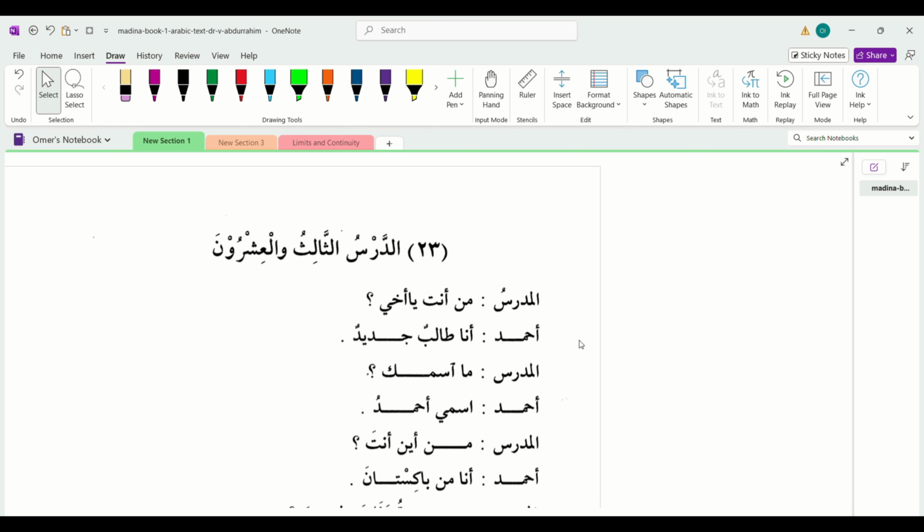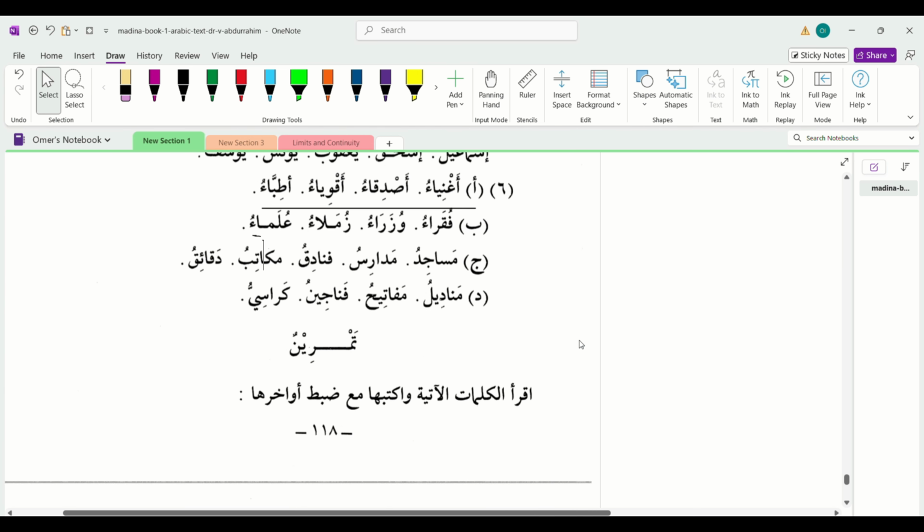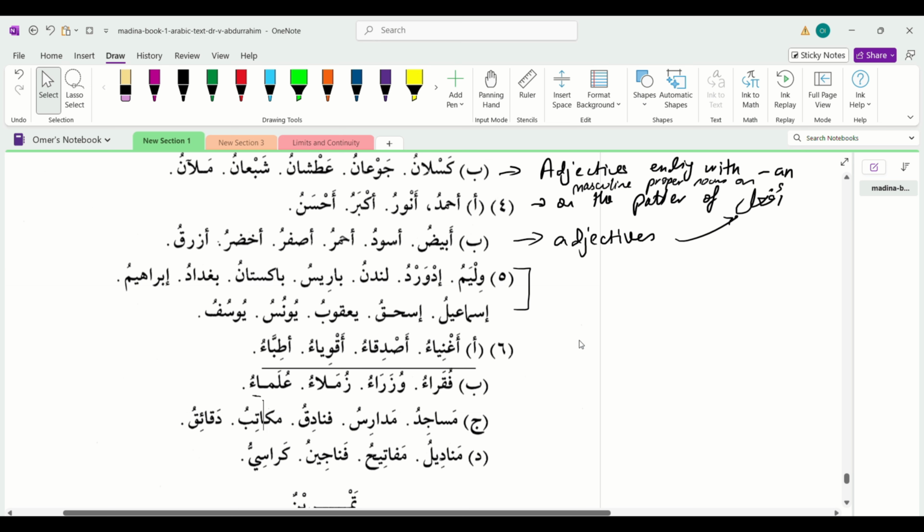Now, another thing I forgot to add in the previous lesson, which is the main reason I was not saying the complete ism in proper nouns, which is why I was not reading the Arab of the proper nouns in the previous lesson, is that whenever it is mamnu min as-sarf, it takes a fatha instead of a kasra.